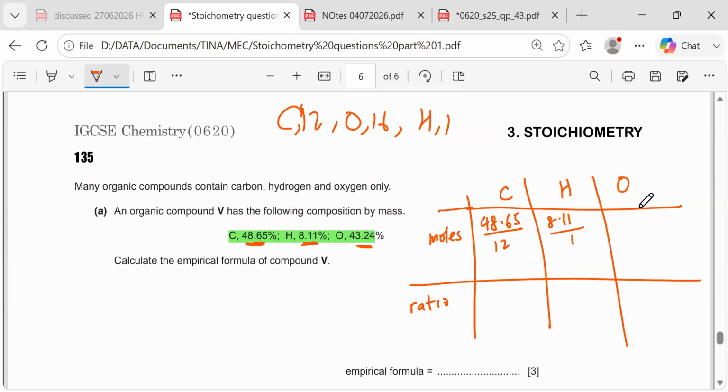Mass over molar mass, mass over molar mass. Carbon is 12, oxygen is 16, hydrogen is 1. We're calculating what is the percentage in each.